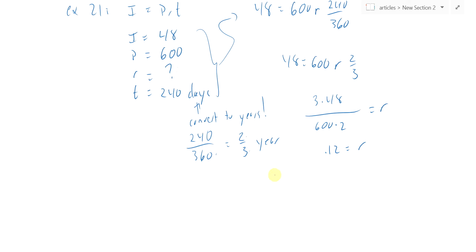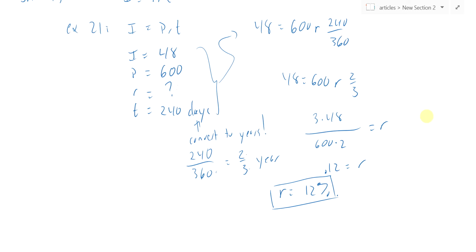And so what's my interest rate? 12%. Right? In calculations, R is always a decimal, but when you get the final answer, you want to know what the interest rate is, and we convert it to a percentage, and so it's 12%.